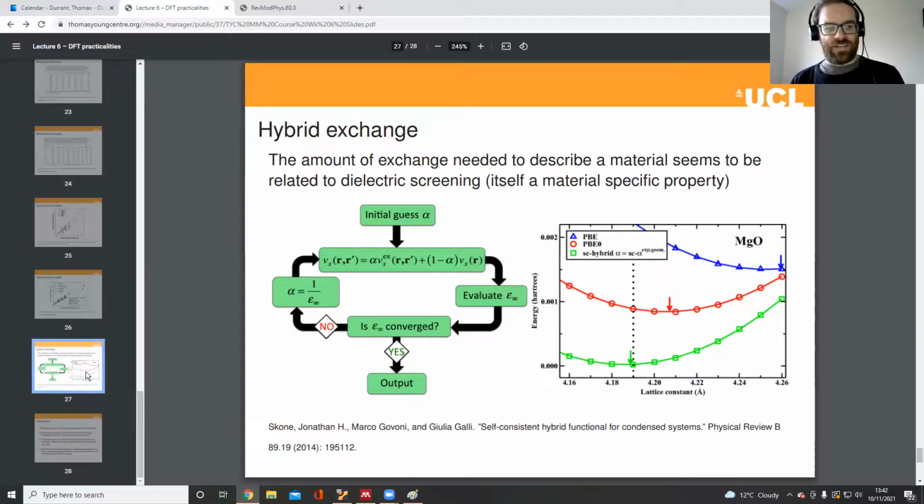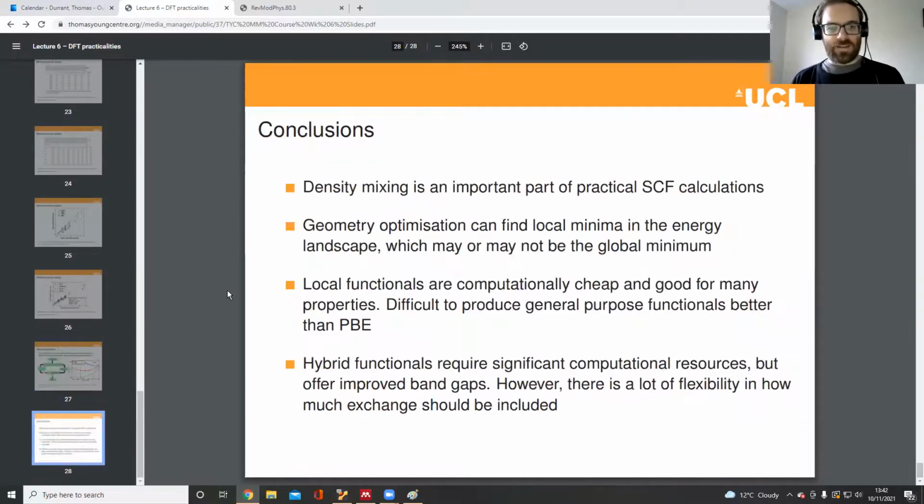So there's still definitely room for improvement in the density functionals that we have, including hybrid functionals, but this is all a work in progress at the moment.